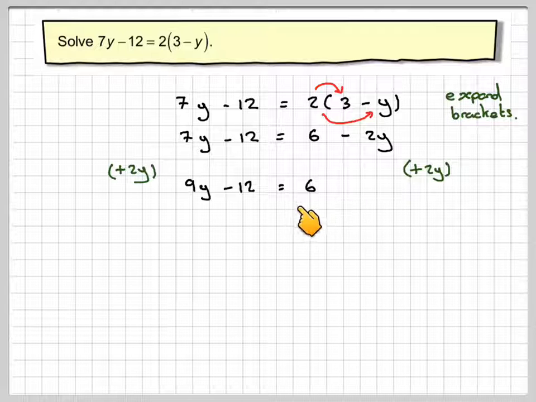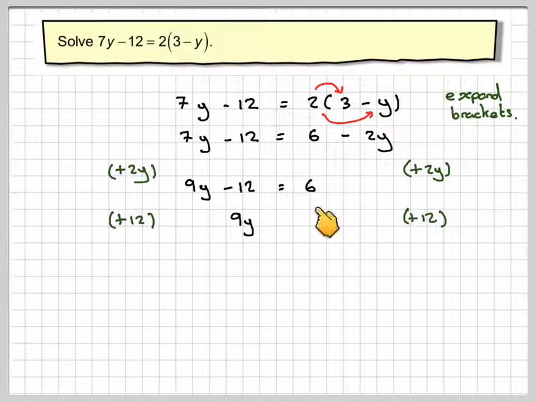gives you nothing. Right, the next step would be to do the opposite of subtracting 12, which is to add 12 to both sides. So on this side we get 9y, minus 12 plus 12, which is nothing, and then 6 plus 12, which makes 18.